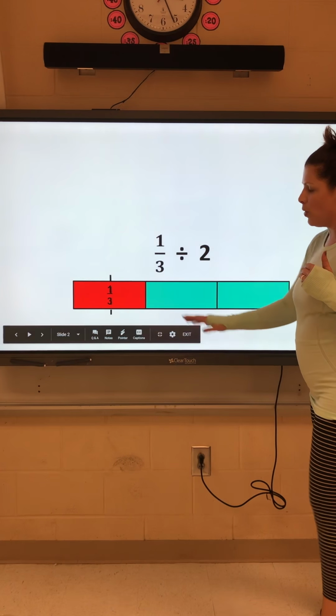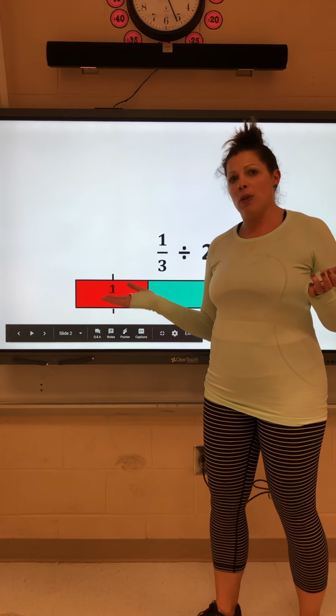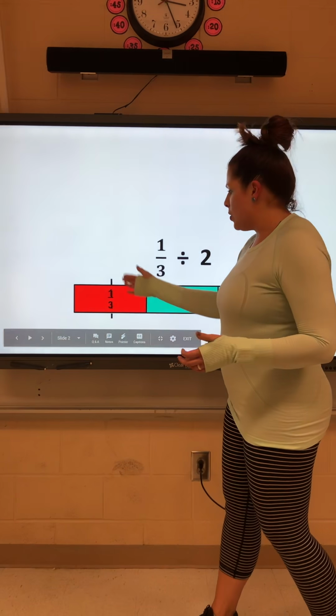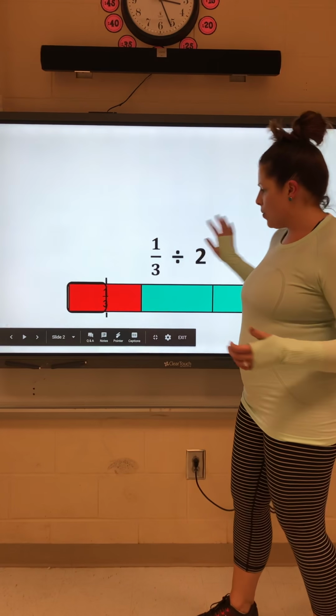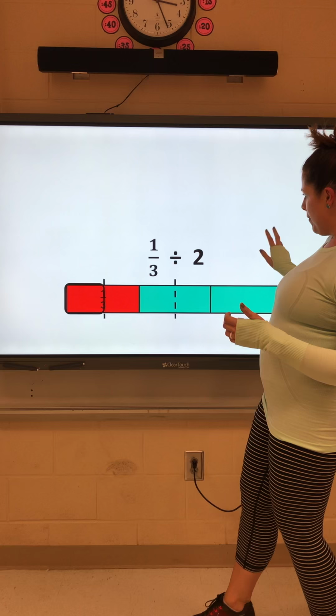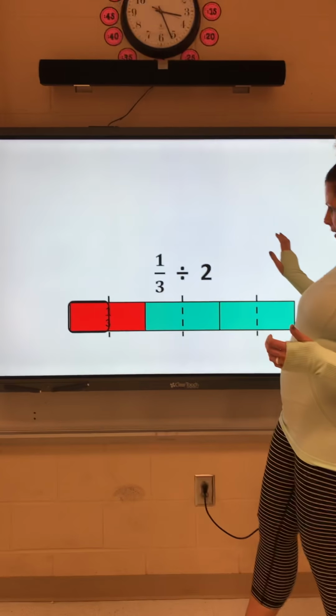So what you're going to do is cut this in half, because that's what you do when you divide things in 2's, right? So if you cut this in half, that's one piece right there. Half, half.